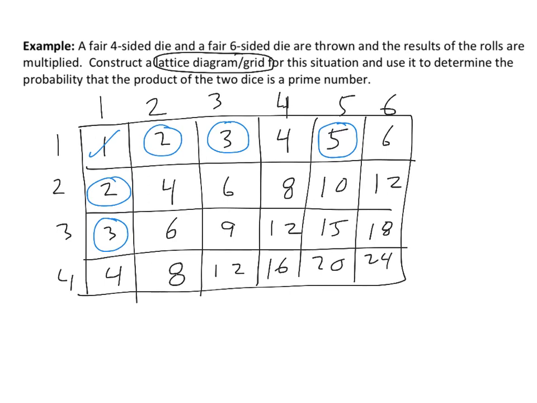The definition of a prime number is a number that has exactly 2 prime factors, and 1 only has 1 prime factor. The rest of these numbers are all composite. They're all things that have 2 things multiplied together that aren't them and 1. So as far as I can tell here, there are 5 prime numbers out of my total of 24 things in the sample space. So my theoretical probability that the product is a prime number is 5 out of 24.